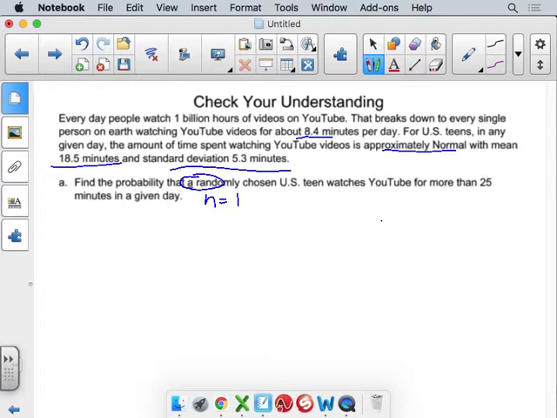So if we wanted to go through our formulas, the mean of all of those sample means should be at the population mean of 18.5 minutes watched a day.